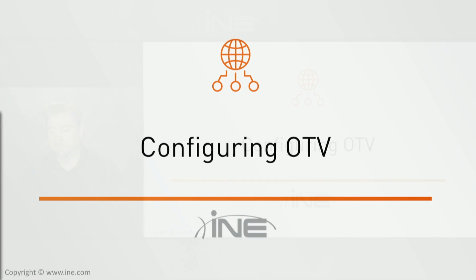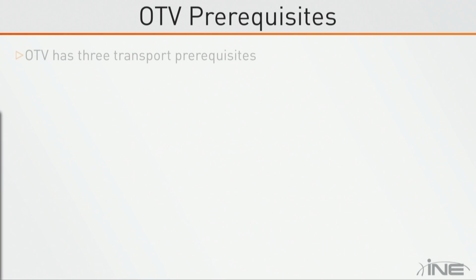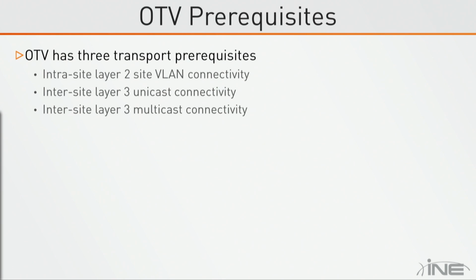But as I talked about up to this point, the main requirements to begin with are that we have layer 3 unicast routing and layer 3 multicast routing reachability between the sites.